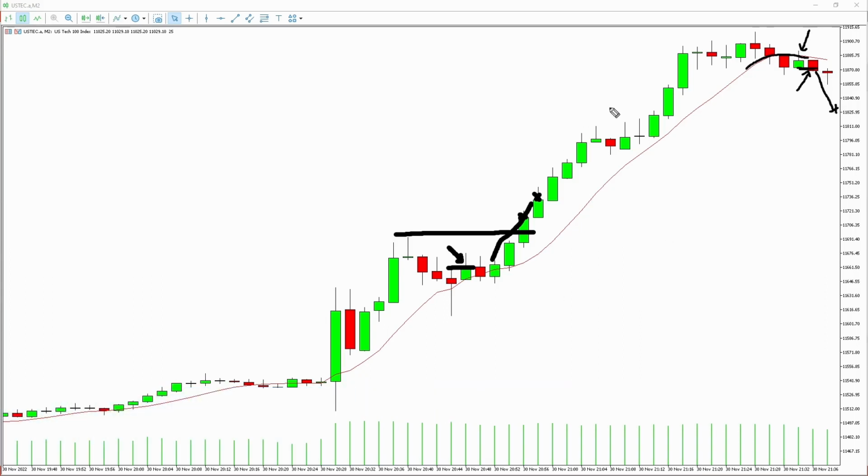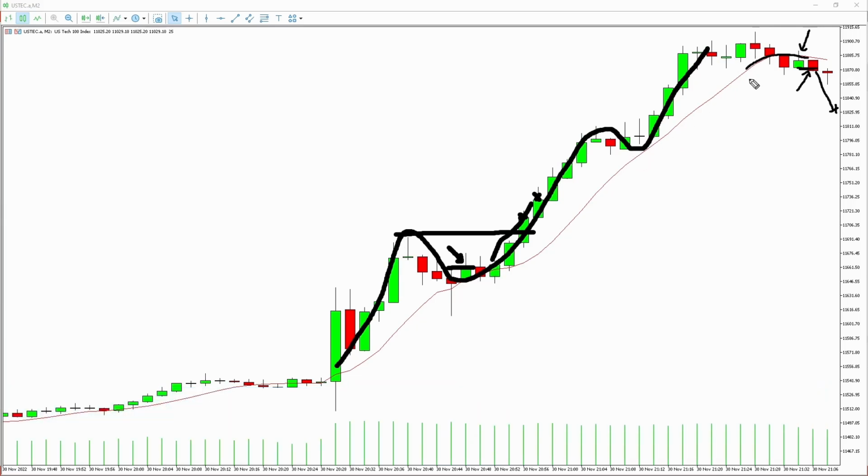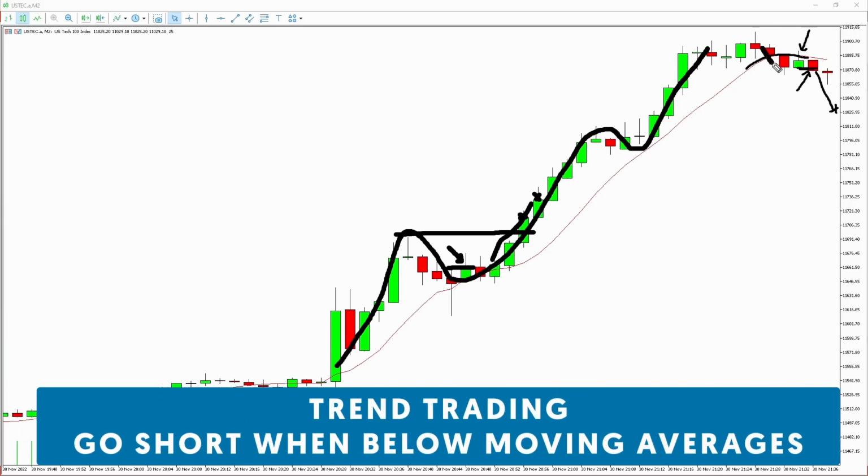Guys, these examples here, what we see here, this is what is called trend trading. We are trading with the trend. When the trend is up, we just think about going long, the price is above the moving averages. When the price crosses the moving average to the downside, here we start thinking about shorting. So we wait for rejections at the moving average. That's where we try to enter, and then we ride the price and get out as it makes new lows.